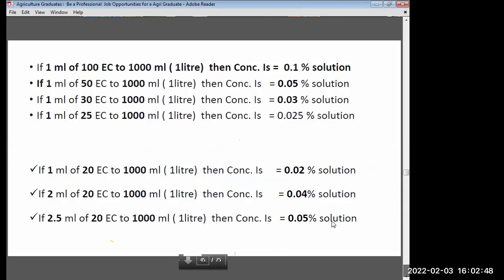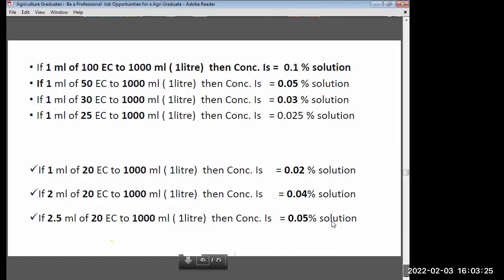Another simple thing is, without any formula, you just have this line. You have only one line. Again, you have to remember only one line. If 1 ml of 100 EC is added to 1000 ml, then the concentration is 0.1%. You just remember this one only. 1 ml of 100 EC added to 1 liter is 0.1%. Suppose it is 50 EC, then 1 ml of 50 EC added to 1 liter, the concentration is half lower, or two times lower, so 0.05%.